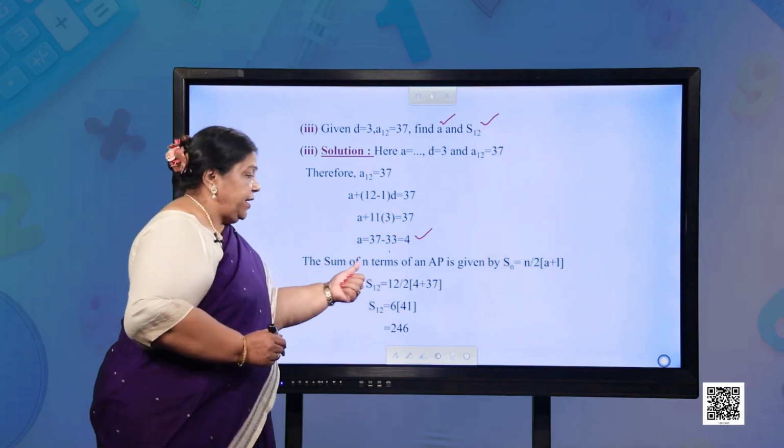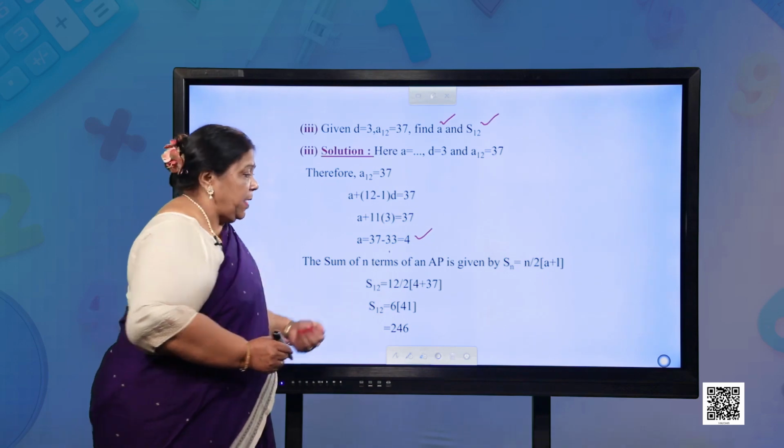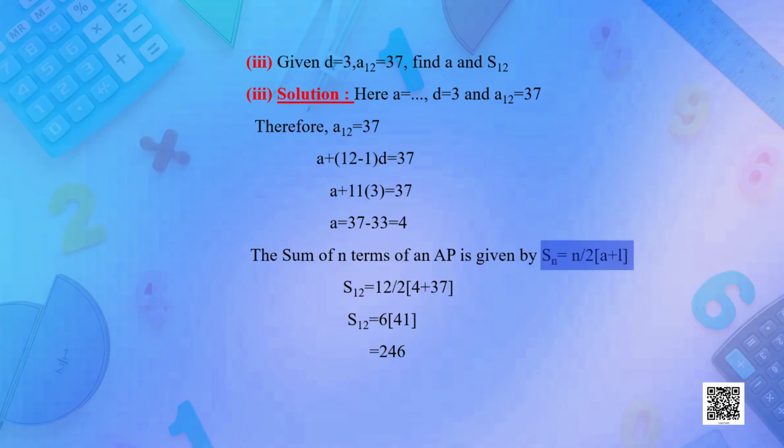Now, sum of n terms of an AP we know is given by Sn is equal to n upon 2 into A plus L. S12 is equal to 12 upon 2 into 4 plus 37, that is equal to 6 into 41, and on multiplication we get S12 equal to 246. I hope it is clear. Let us see the next now.